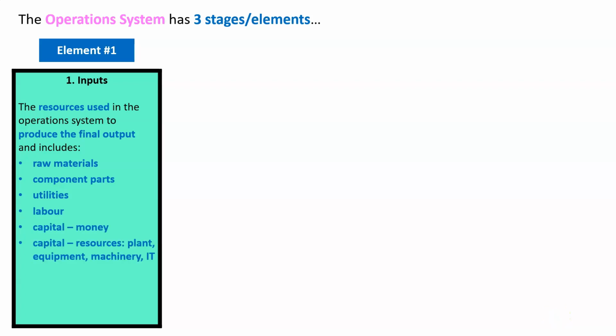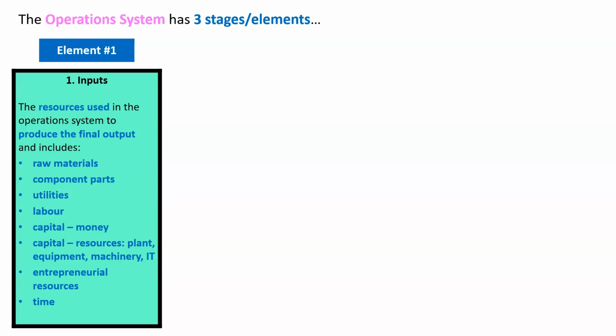Also, some inputs are going to be capital. When we say capital, we mean two things. Capital in business means money, the money needed to buy and have all these inputs. And secondly, also capital resources, plant, equipment, machinery, computers, robots. We're going to look at all of those things.